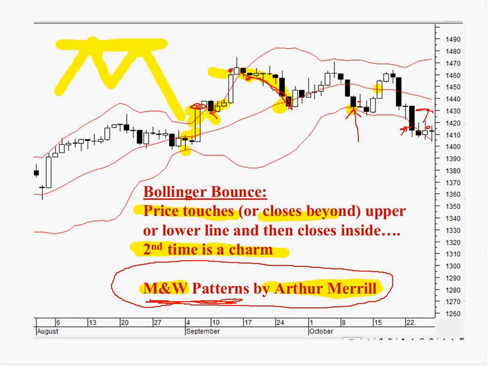Now, how could you play this? Let's say you wanted to wait for the second time. Sometimes it hits the first time and goes, but if you waited for the second time for it to close underneath, aggressively, you could sell premium in the calls right outside that pivot point and play the down move, play the market reversal.